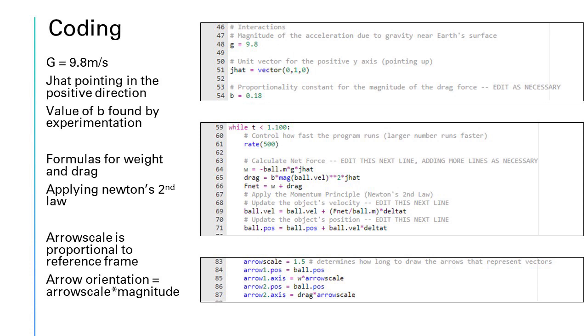g is set to 9.8. My j hat is pointing in the positive y direction. The values of b have been found through trial and error. I have inputted the formulas for weight and drag by applying Newton's second law.